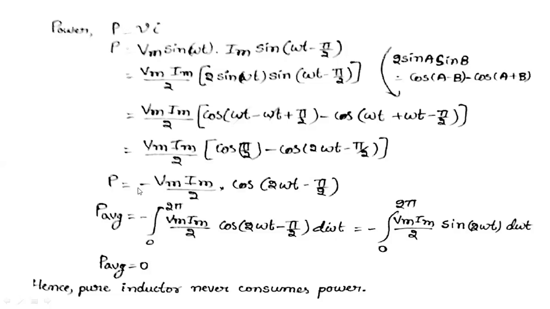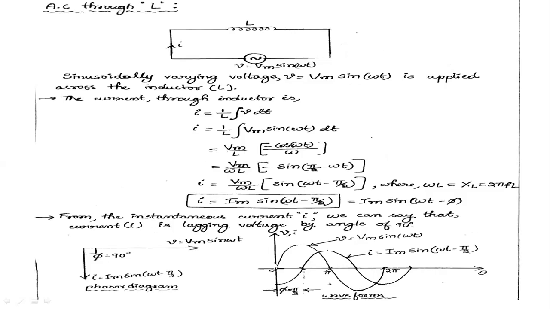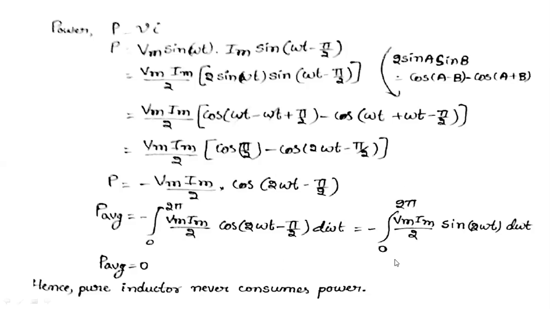Then I want to find the average power. After getting the power, I find the average power, which varies over 0 to 2 pi: integral from 0 to 2 pi of Vm Im by 2 cos 2 omega t minus pi by 2 d omega t, which reduces to the integral from 0 to 2 pi of Vm Im by 2 sin 2 omega t d omega t. The average power in the inductor is 0. Hence the pure inductor never consumes power.